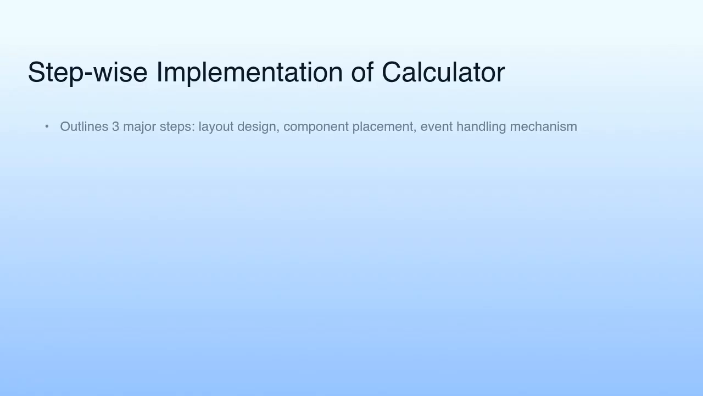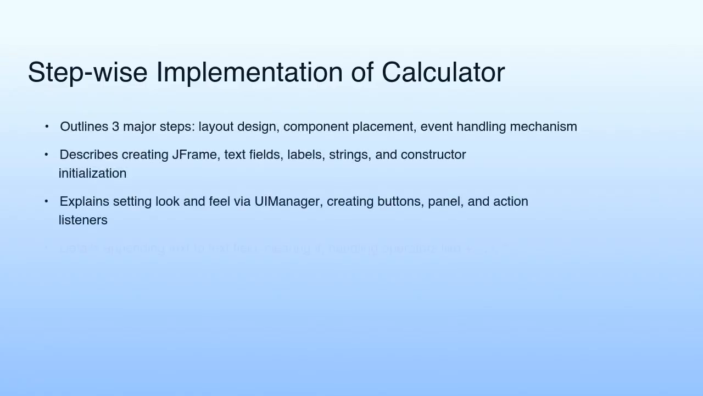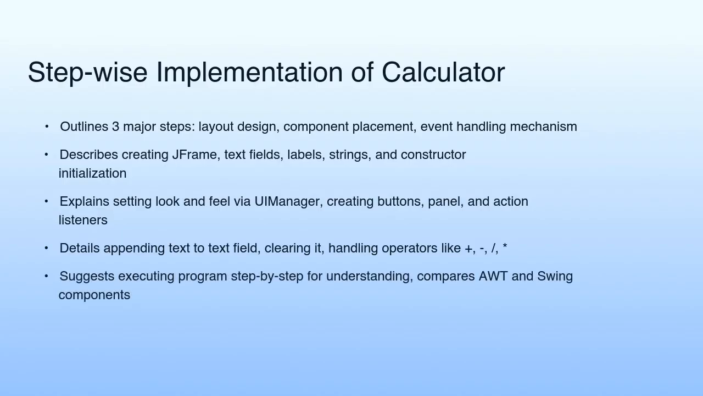The implementation of a calculator in Java Swing involves 3 major steps: layout design, component placement, and event handling mechanism. It describes creating a frame, text fields, labels, strings, and constructor initialization. It explains setting the look and feel manager, creating buttons, panels, and action listeners. It also details appending text to the text field, clearing it, and handling operators like addition, subtraction, division, and multiplication. The recommendation is to execute the program step by step for understanding and compare AWT and Swing components.